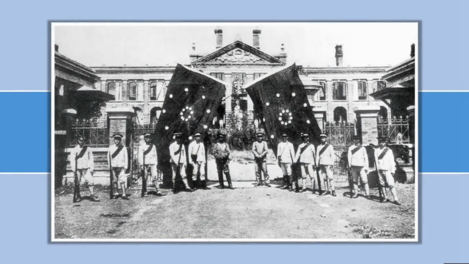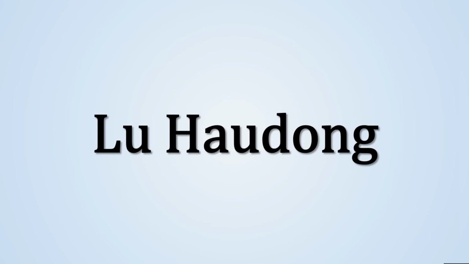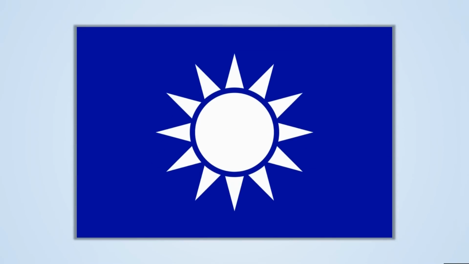In 1912, a series of rebellions swept through China, known collectively as the Xinhai Rebellions, and one of the commanders of the rebellion, Lu Haodong, actually created this design, which is now the flag of the party called the Kuomintang, who will also be important later on in the story.